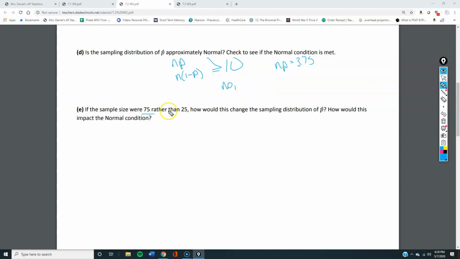But if you change the sample size to 75, now is it? Well, let's do our n times p, so 75 times 0.15, and our 75 times 0.85, right? Well, 75 times 0.15 is 11.25. And this one's definitely bigger. So yes, it would be normal now because it passed the law of large counts.